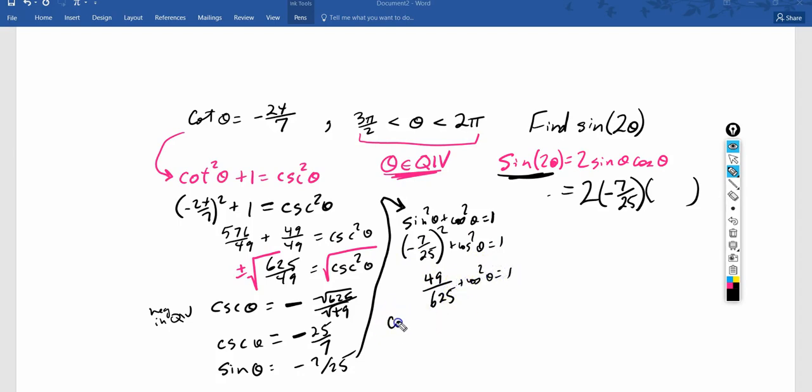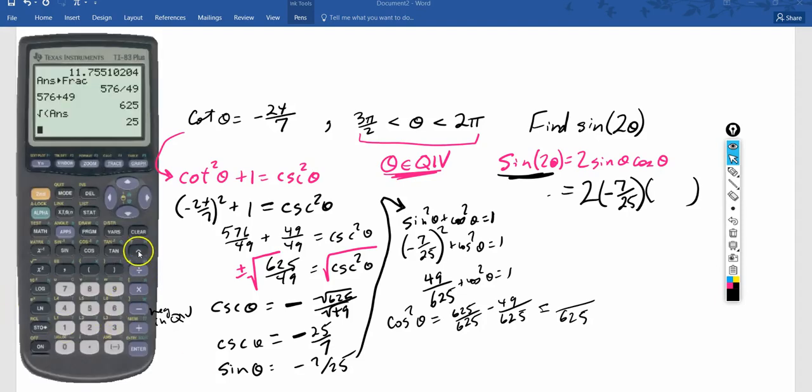And so I'm going to rewrite this. I'm going to subtract that from both sides. So instead of 1, I'm going to have 625 over 625. And then I'm going to put those into one fraction. I need 625 minus 49 in the numerator, and I get 576.